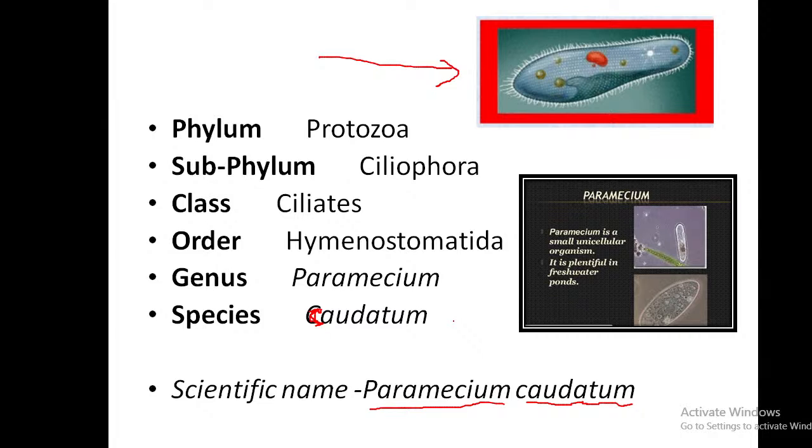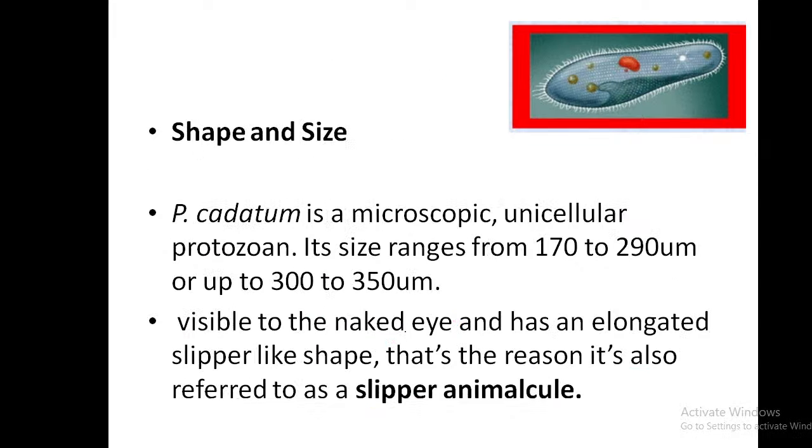Next is the shape and size. Microscopic unicellular organism, and they range from 170 to 290 micrometers, or up to 300 to 350 micrometers. The size or shape varies with different habitats. When you collect the organism from different habitats, the size varies depending on the food source found in the place where they live. Then they are visible to the naked eye, but you have to observe very closely. And the common name is slipper animalcule.